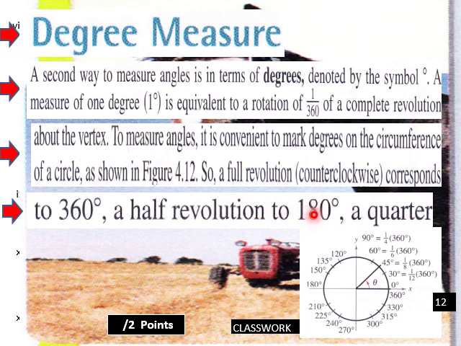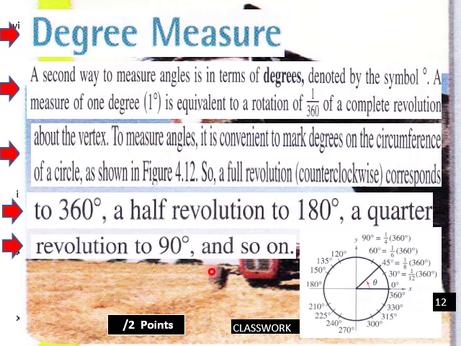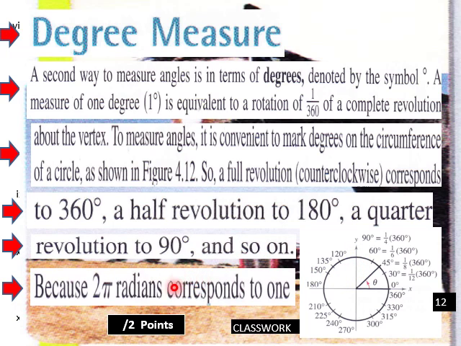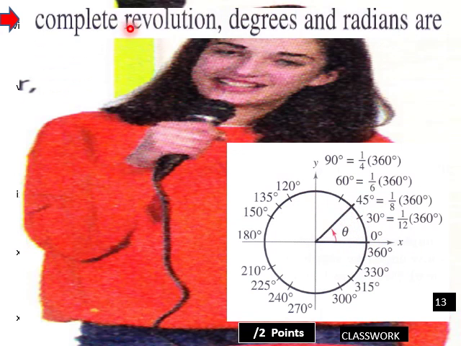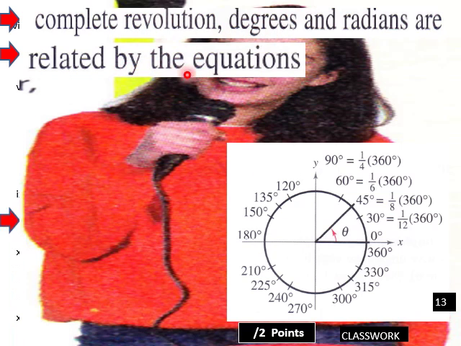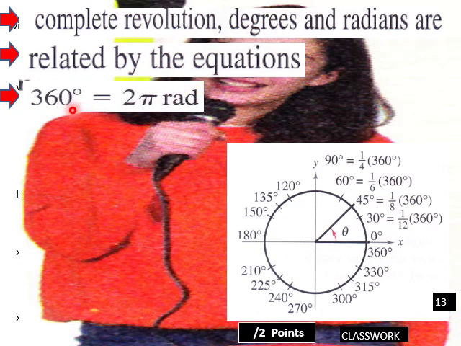A half revolution is 180. Here's 180. Here's 360. A quarter revolution is 90. Here's your 90 here. And so on, because 2 pi radians. Okay, so here we have our circle again with our degree measures.